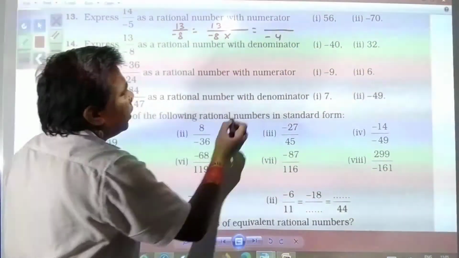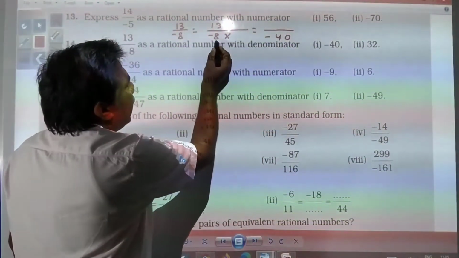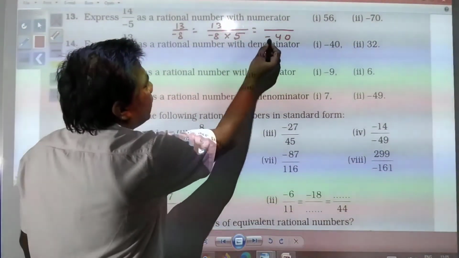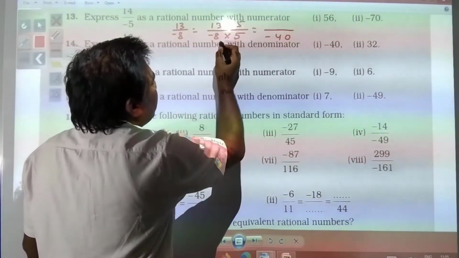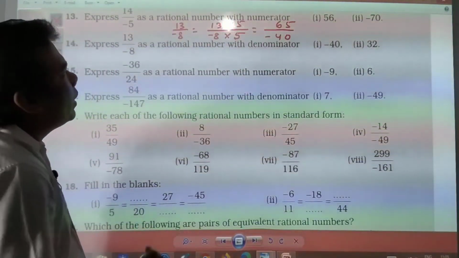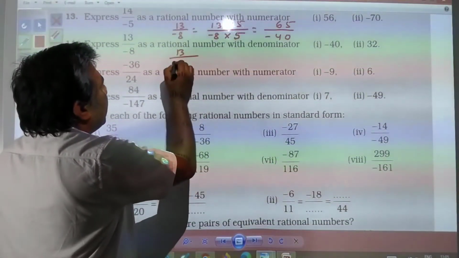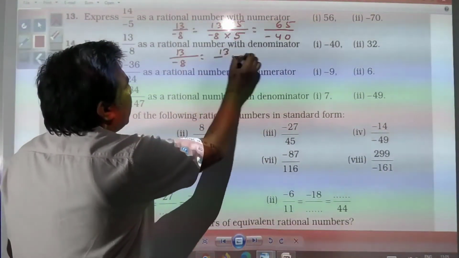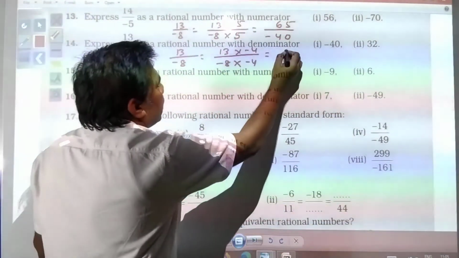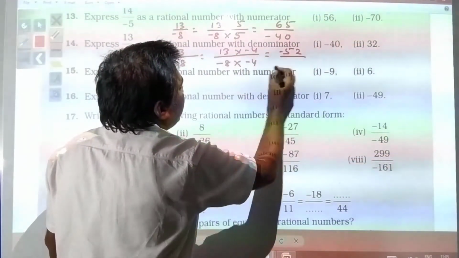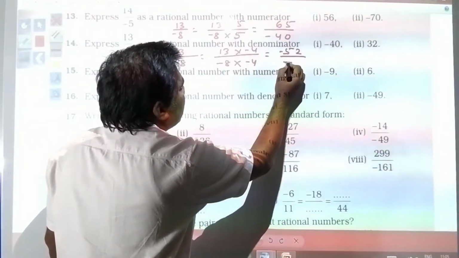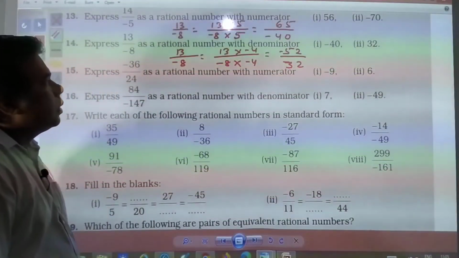minus 40. So this will be 8 fives are 40, so minus into plus is minus, so 5 you need to put over here, this will be 65 by minus 40. Then if you need 32, then minus 8, 13 by minus 8 into minus 4 will be required. So you will get minus 52 by, minus into minus is plus, it will be 32. This will be your answer.